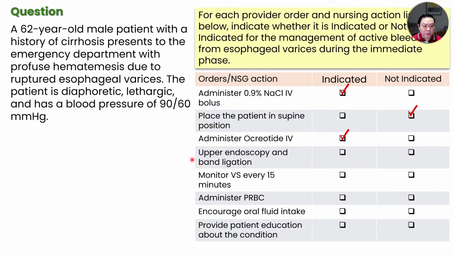What about this one? Upper endoscopy and band ligation. Do you think this is correct, or is this indicated or not indicated? This is also indicated. This is the definitive treatment in controlling the active esophageal variceal bleeding. And we know that the band ligation during the endoscopy can help control the hemorrhage, and this will also prevent further bleeding episodes.